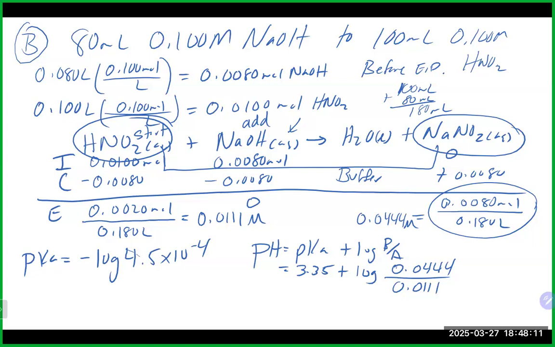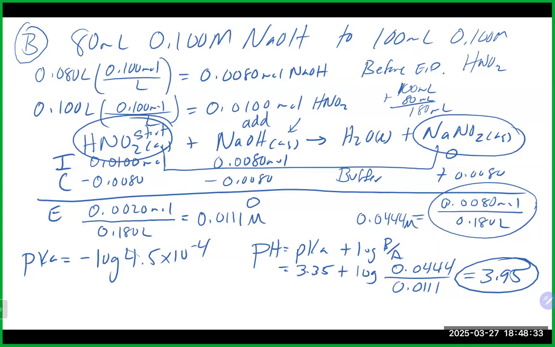If I punch it in, there we go. And a 3.35. That's going to get us a 3.95 pH in this case at this point in the titration. Any questions on any of those steps there?